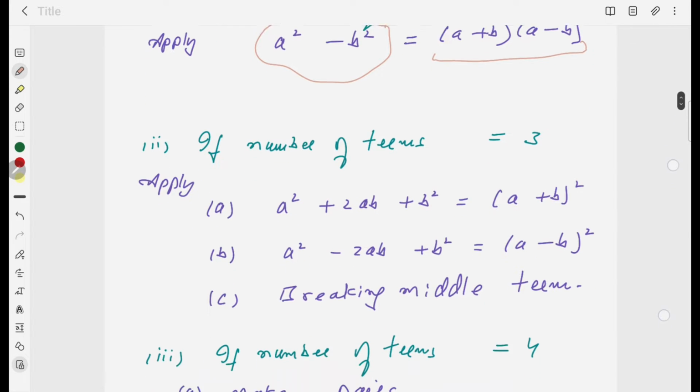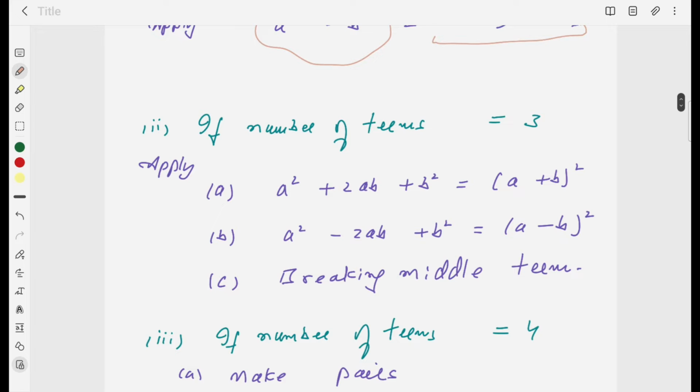If your number of terms is 3, then either you can use this formula, a square plus 2ab plus b square equals to a plus b whole square. This is your factorized form. Or you can use a square minus 2ab plus b square equals to a minus b whole square, which is your factorized form. But you rarely get case A and case B in exam. Most likely you get case C, which is breaking the middle term, and we'll study this breaking the middle term through an example later on.